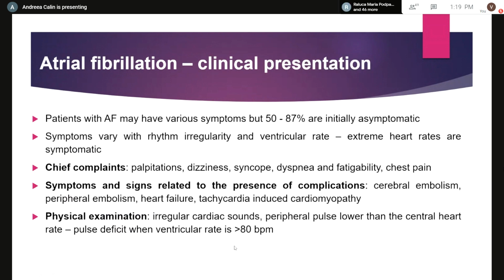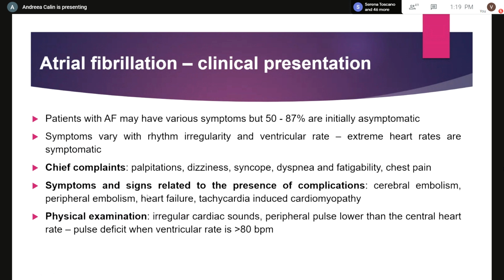The clinical presentation: these patients may have various symptoms. They may be initially asymptomatic; the symptoms vary with rhythm, irregularity, and ventricular rate. The chief complaints are palpitations, dizziness, syncope, dyspnea, and chest pain. And there are also symptoms and signs related to the presence of complications.